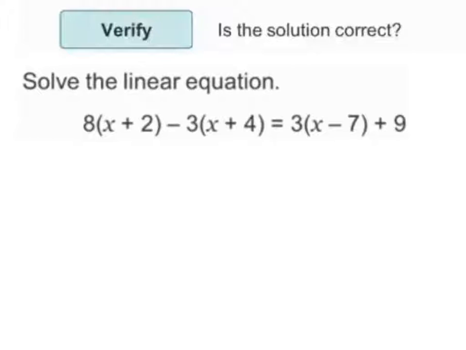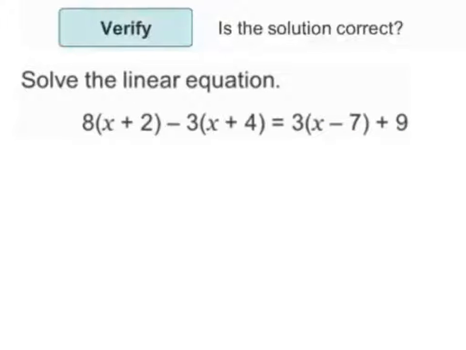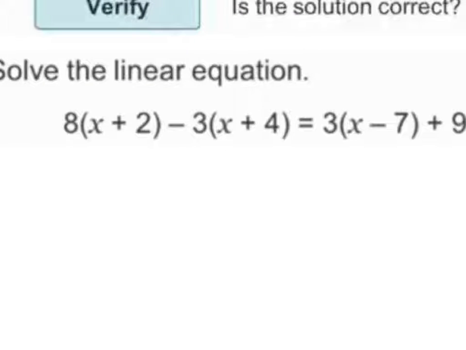Now what you have is just more steps. The problems are just going to get increasingly a little bit more difficult, okay? And what you're going to notice here is that you've got 8 times the quantity 8 plus 2, minus 3 times the quantity x plus 4 is equal to 3 times the quantity x minus 7, and then plus 9. So first things first, what we want to do is perform the distributive property.